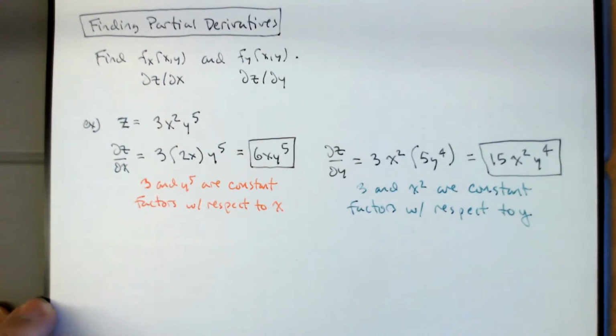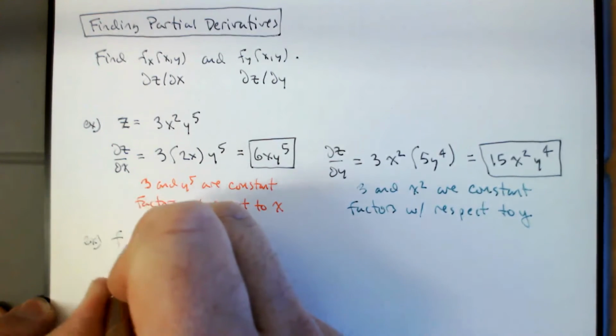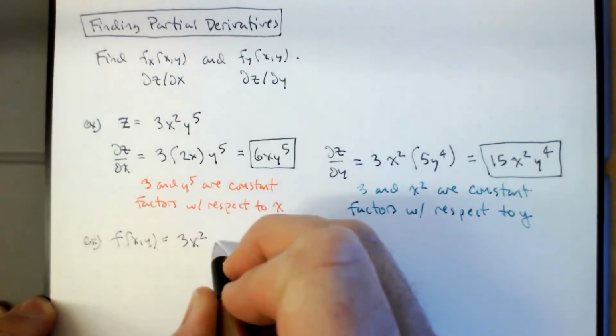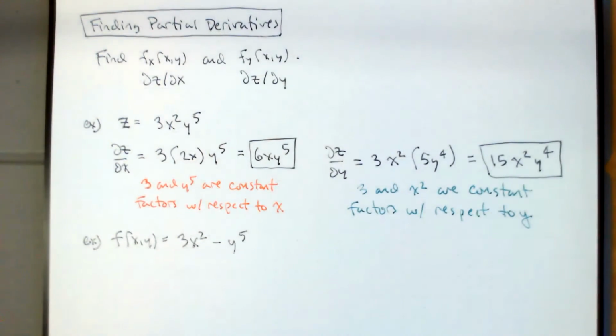Let's use that derivative of a constant is 0 thing. So let's make a new function. Let's suppose that f of x, y is 3x squared minus y to the fifth. Want to do the same thing here, find the two partial derivatives, but we have a much different construction in this function. Now I have 3x squared minus y to the fifth. We're not including all these things with multiplication. They're not all factors. The first term is 3x squared. The second term is y to the fifth.